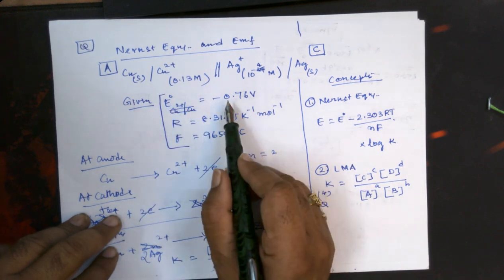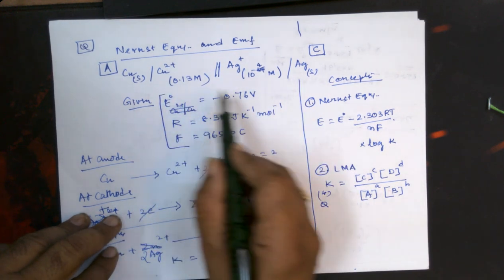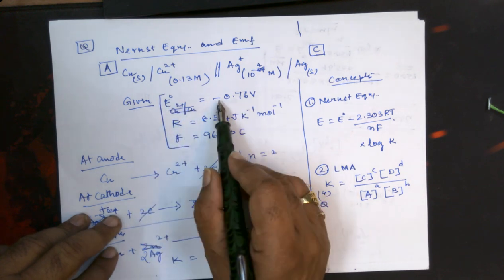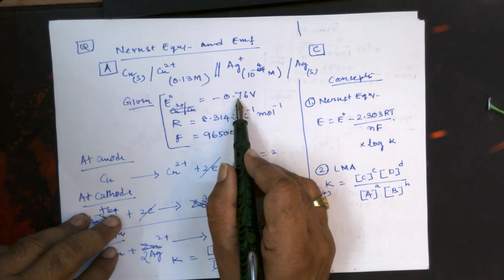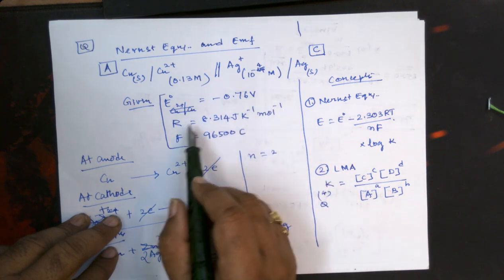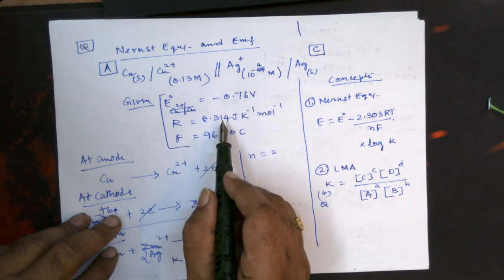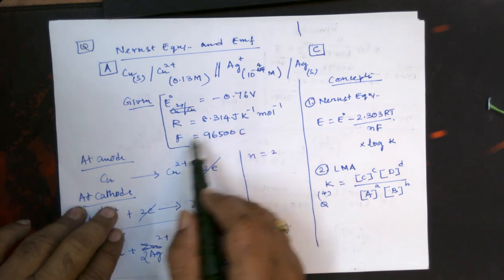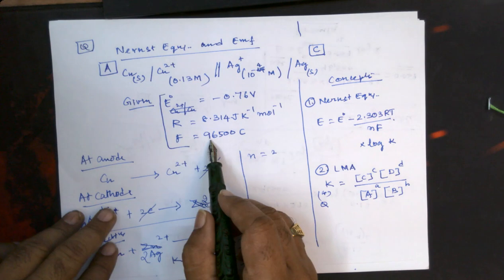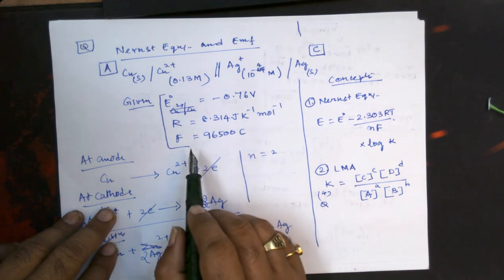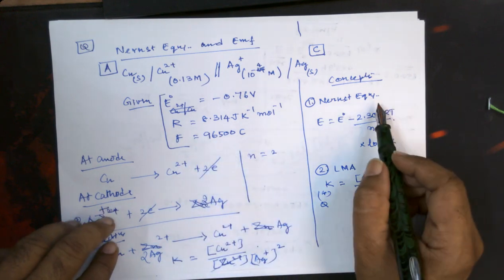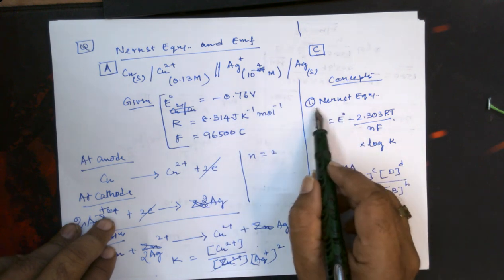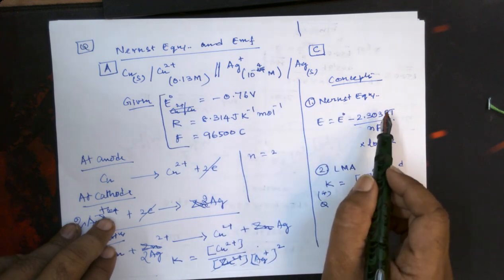E0, that is standard cell EMF, is given as 0.46 volt. Gas constant is 8.314 joule per Kelvin per mole. Faraday is 96,500 coulombs. And the concept introduced here is the Nernst equation for the cell EMF.